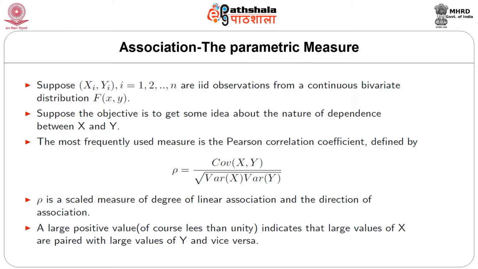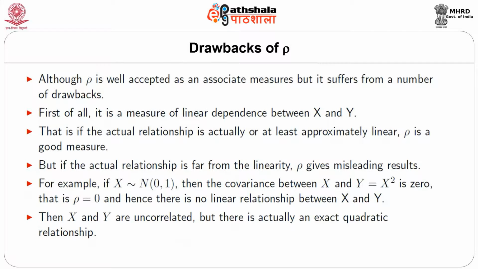Rho is a scaled measure of degree of linear association and the direction of association. A large positive value, of course less than unity, indicates that large values of x are paired with large values of y and vice versa. Although rho is well accepted as an association measure, it suffers from a number of drawbacks.